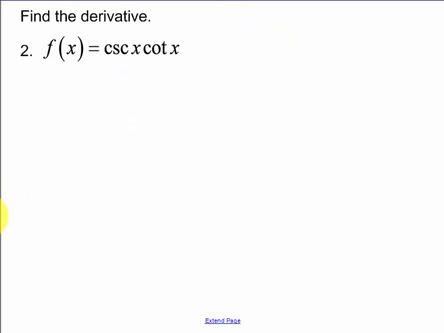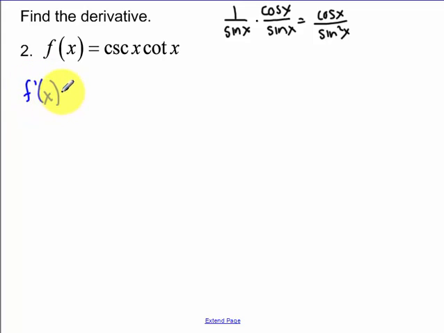Working with trig, sometimes it's going to make your life easy if you simplify first. So see if we can simplify cosecant, cotangent. Cosecant's 1 over sine x. Cotangent is cosine x over sine x. Okay, so that would simplify to a quotient rule, but I always make mistakes in quotient rule, so I try to avoid the quotient rule. So instead, we're just going to take the derivative using the product. But you do want to see if you could simplify first.